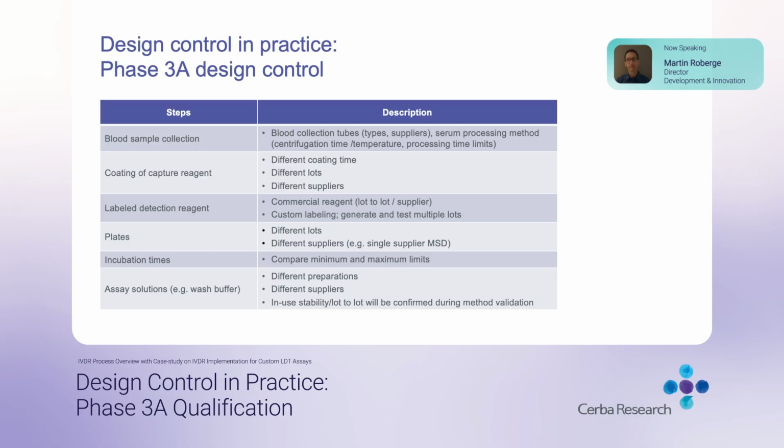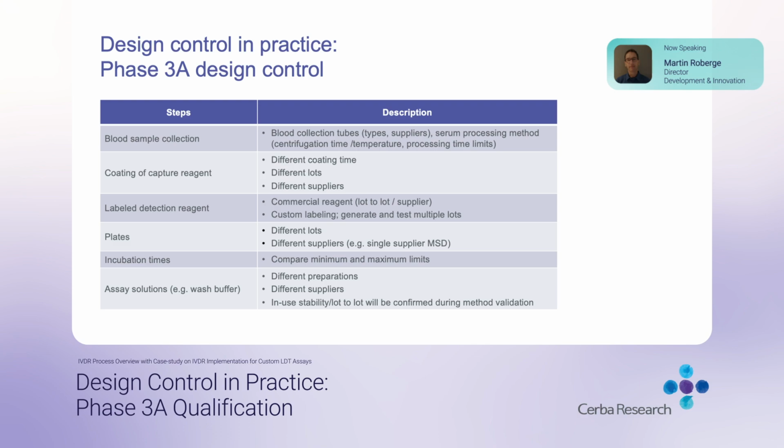So we talked about incubation time, incubation temperature. We're going to need to compare the minimum and maximum limits for all of these different critical steps in the assay. So the assay will also have multiple solutions. These will be tested through different preparations, again, different suppliers if available, and the in-use stability and the lot-to-lot variability will typically be confirmed during method validation, because during validation you'll be doing multiple runs and you're going to be using multiple solution lots and multiple conditions for your assay. Next slide, please.